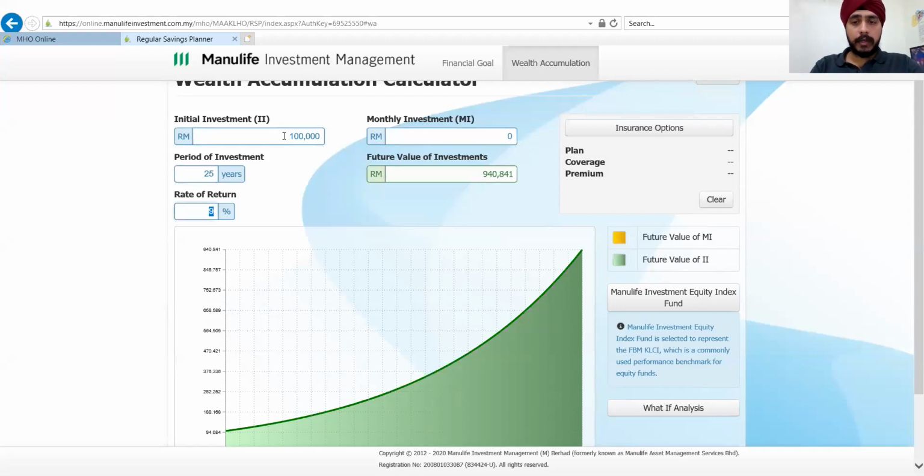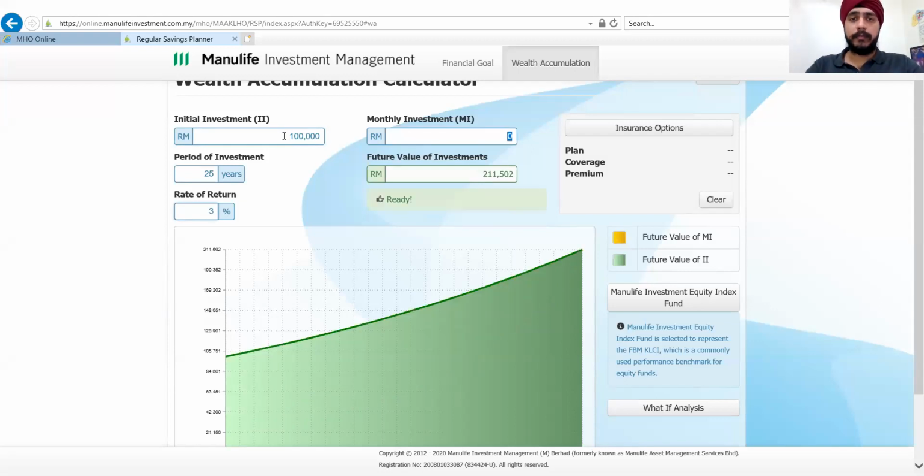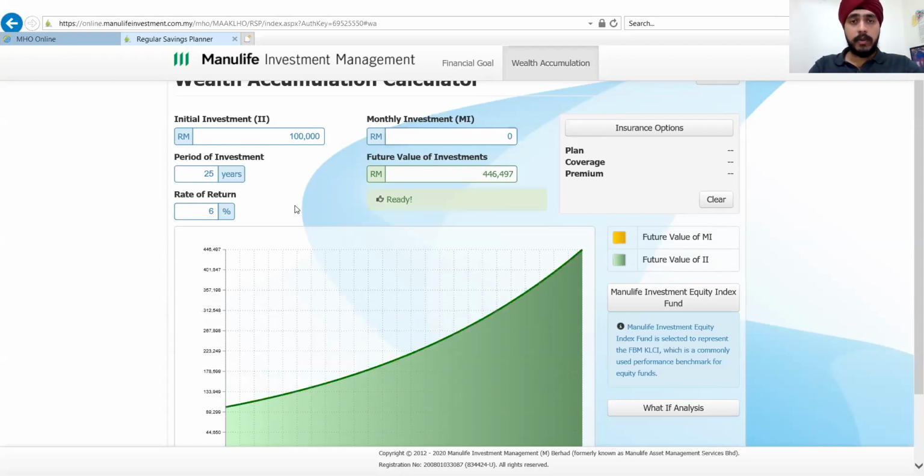If you keep that 100,000 in your fixed deposit at a 3% return, at the end of these 25 years you'd have $211,000. Now, if you leave that same amount of money in your provident fund, which gives you close to 6%, you would be looking at double, which is quite a lot: $446,000.